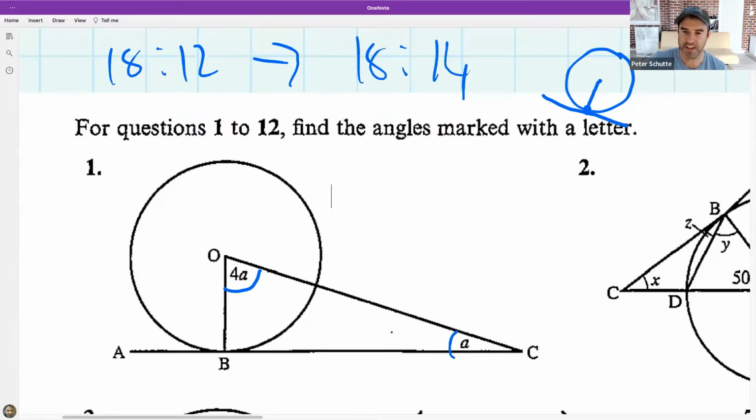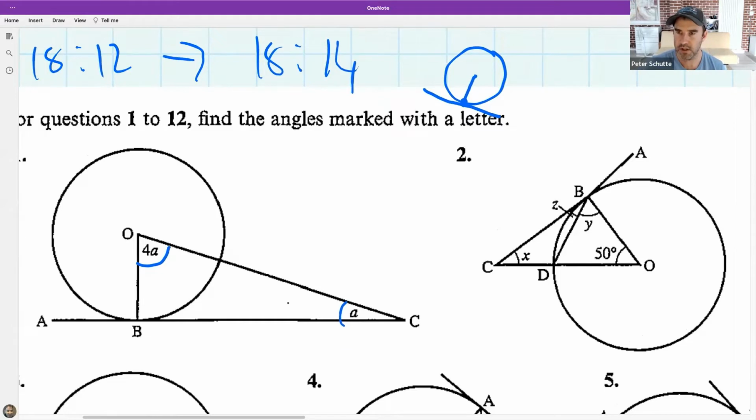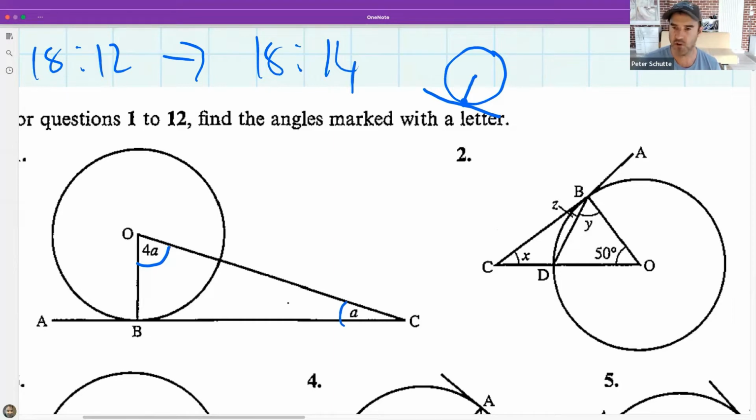For those who are feeling on fire, I will let you try and do question 2. Question 2, you need to work out X and Y and Z. Although I actually may, see if you can do number 2. It might be a little bit too much now, but I'll give you the challenge while I explain question 1.